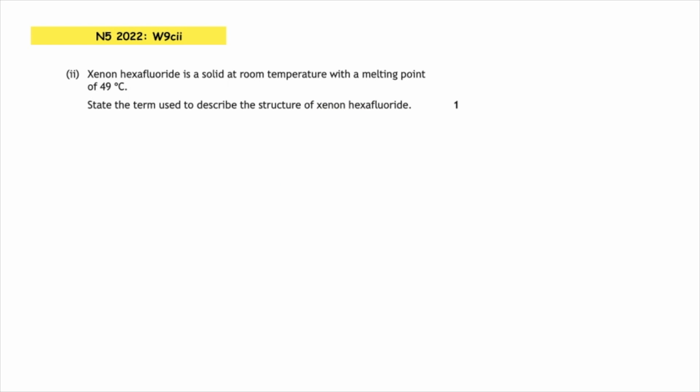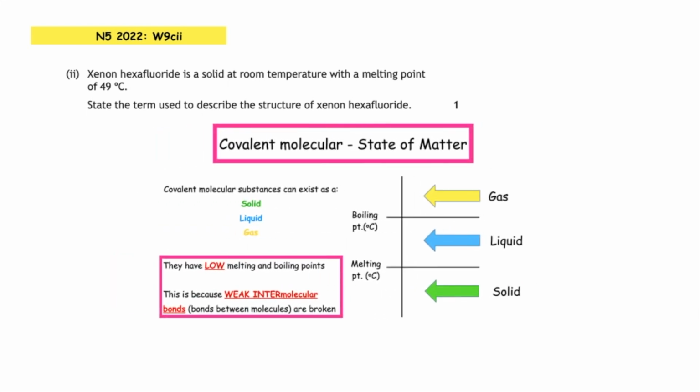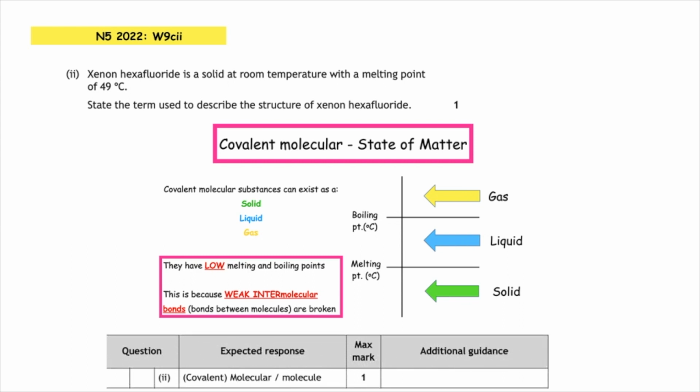Xenon hexafluoride is a solid at room temperature with a melting point of 49 degrees Celsius. State the term used to describe the structure of xenon hexafluoride. Now, because it has a low melting point, that tells us that it has to be covalent molecular, as covalent molecular molecules have low melting points and boiling points, and this is because their weak intermolecular forces, that's the bonds between the molecules, are being broken.